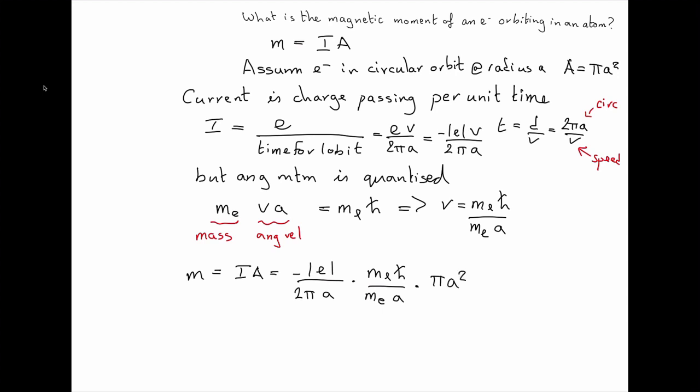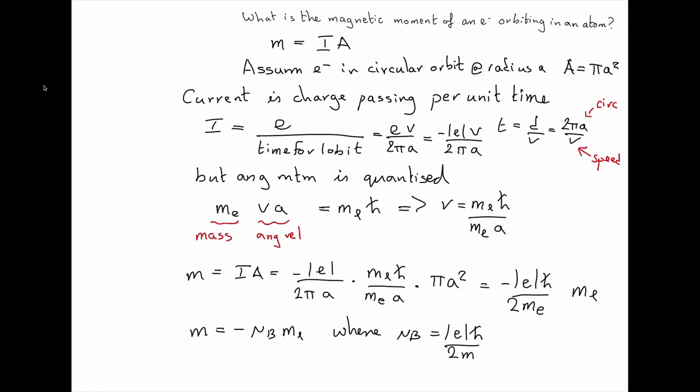So that's then minus mod e h bar over 2 m_e times m_l. In other words, m equals minus something I'm going to call mu_B times m_l, where mu_B is equal to mod e h bar over 2 m_e, and this is what's known as the Bohr magneton.